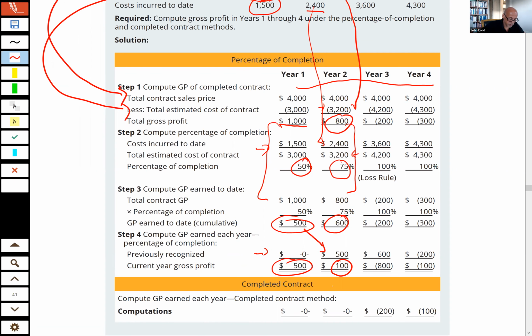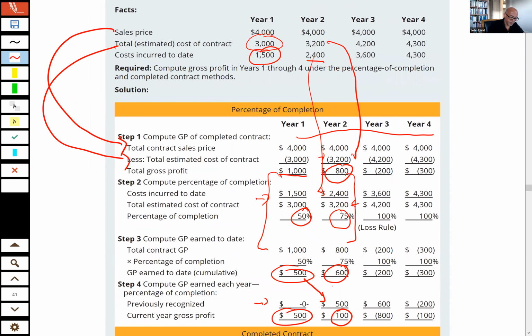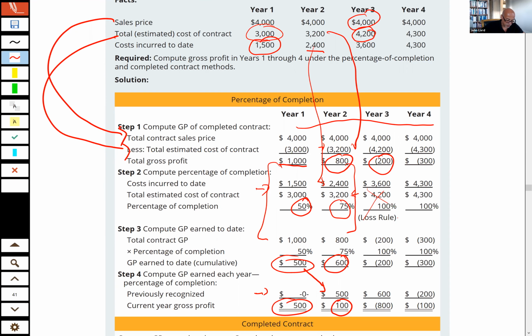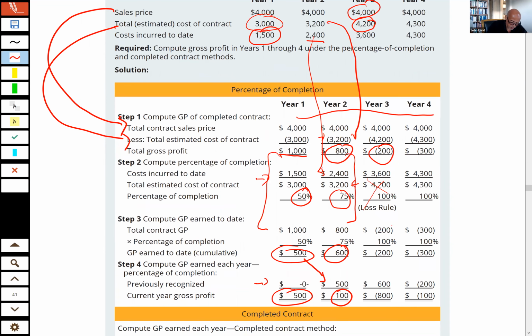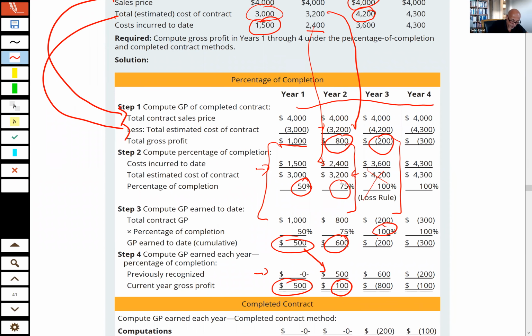Now we go through this contract and what? The total cost is estimated to be 4,200. Do we like this contract anymore from a business standpoint? Okay. So we're saying, we're going to lose 200,000 on this. Okay. So we don't sit here and start trying to calculate percentage, blah, blah. We say, look, we have a $200,000 loss on this thing. We have to recognize it all. But to get us to a $200,000 loss on this, we're going to have to what?